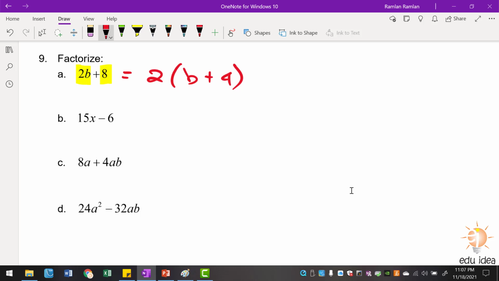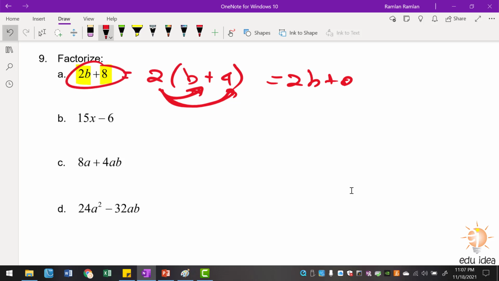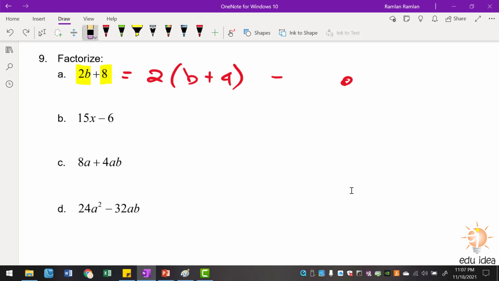Because if you do the operation that we did before in expanding bracket, if you do it like this, you will get 2 times b is 2b, and then 2 times 4 is 8. You go back here, right? So basically, again, this is just the opposite operation of expanding bracket.